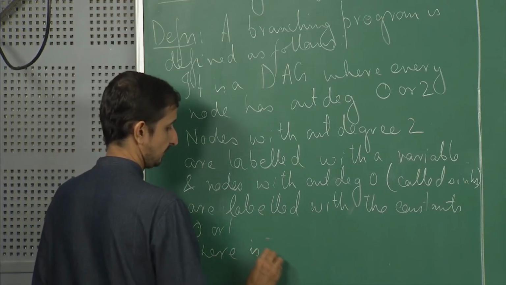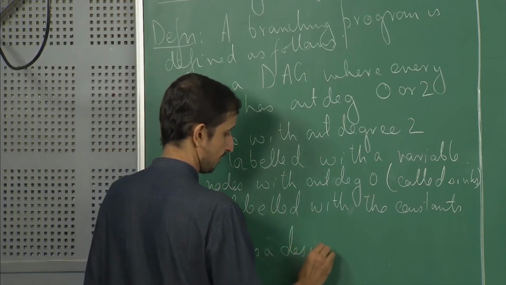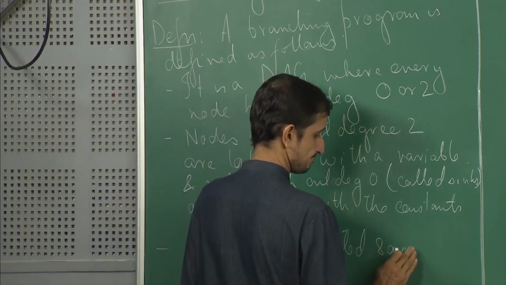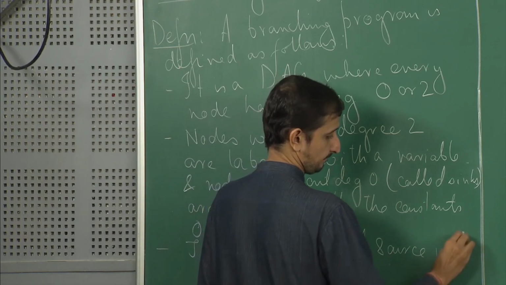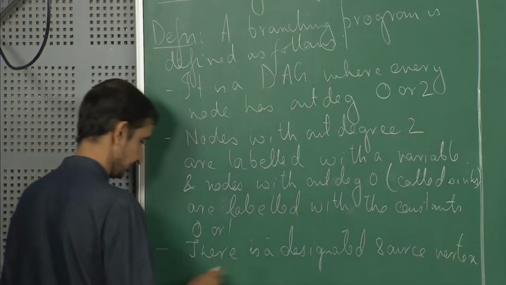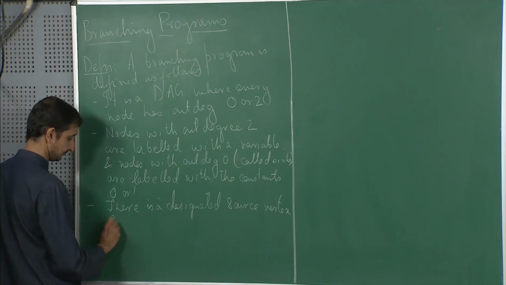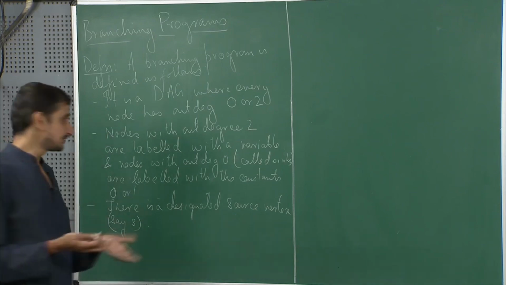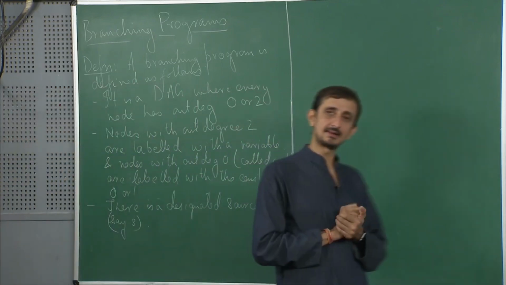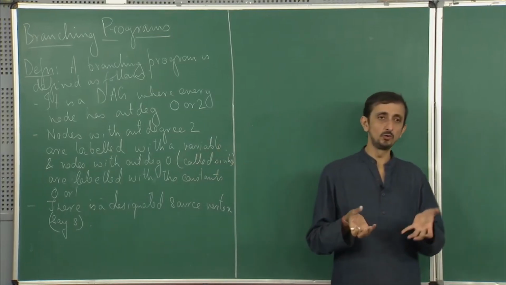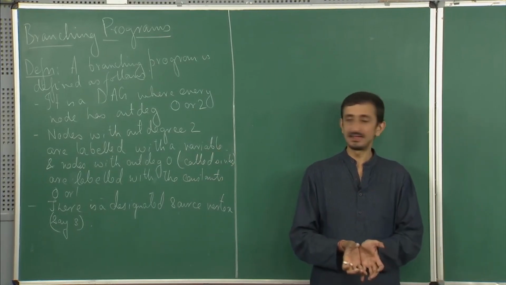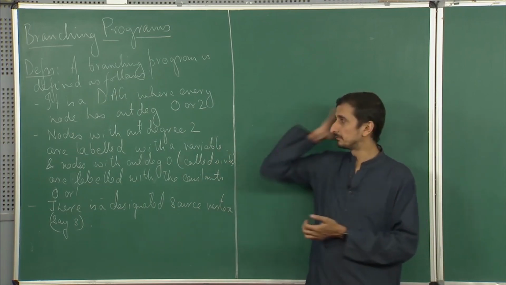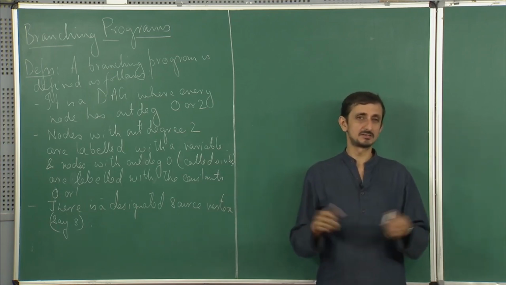Next, there is a designated source vertex. Okay, so we can call it S. Basically, what is a branching program? We have a directed acyclic graph. Every node of out degree 2 is labeled with some variable from x1 to xn, let's say xi, and nodes with out degree 0 are labeled with constants 0 or 1.